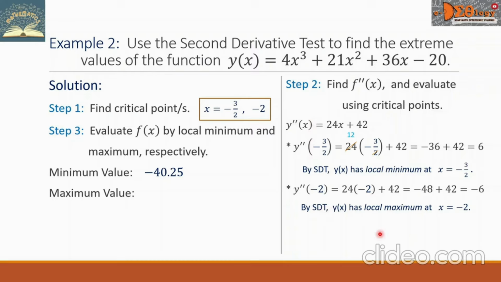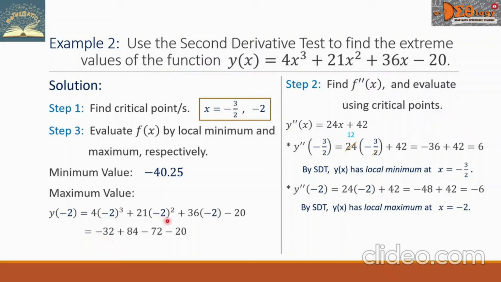From step 2, we say that the function has local maximum at the point x equals negative 2. So we will use this negative 2 to find the maximum value. That is y of negative 2. Our function given here becomes like this. We change all x by the value negative 2. Then let us simplify. The cube of negative 2 is negative 8. Times 4 is negative 32.